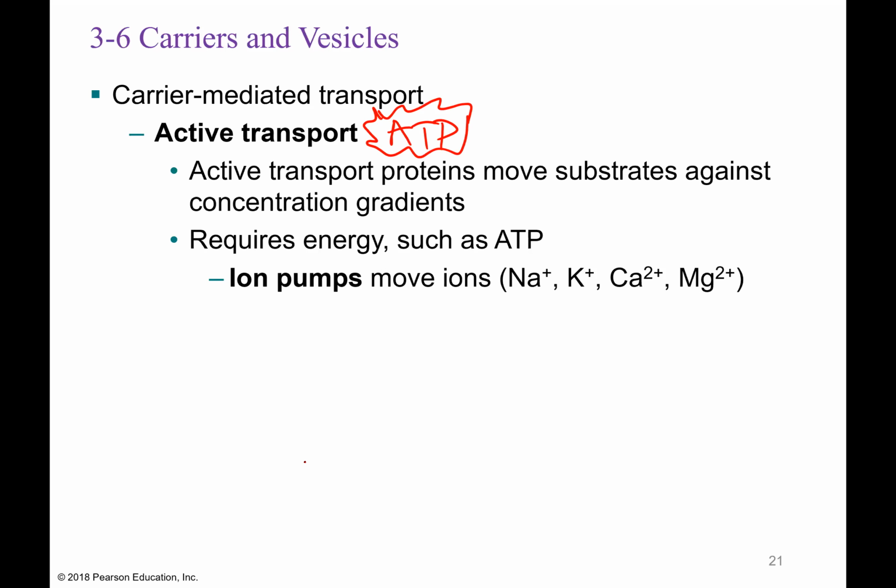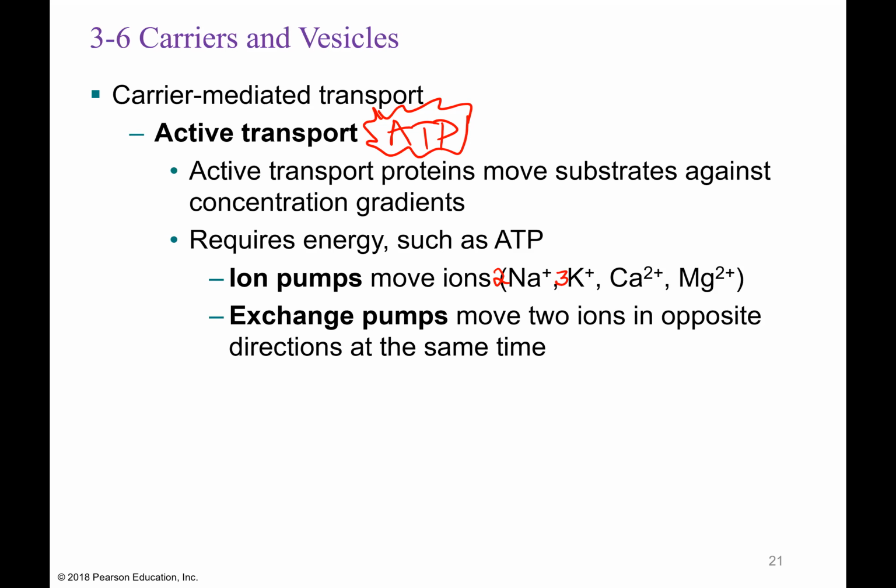Examples of this would be ion pumps. A really great pump that you will get to know this semester is the sodium-potassium pump, which pumps out, I think it's 2 sodium for every 3 potassium. They're antiport or counter-transport molecules, but since they're going against the concentration gradient, it requires energy in the form of ATP to do this. We'll talk about the significance of the sodium-potassium pump later. You will definitely need to know that.